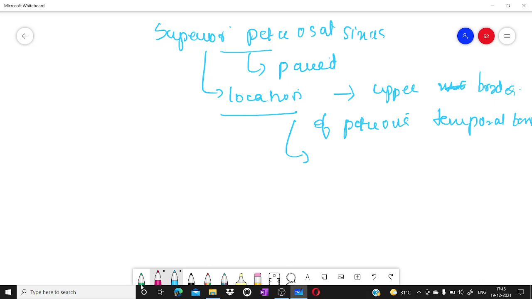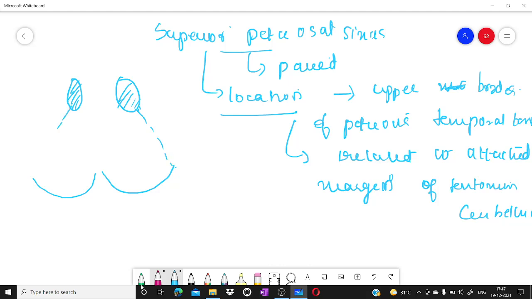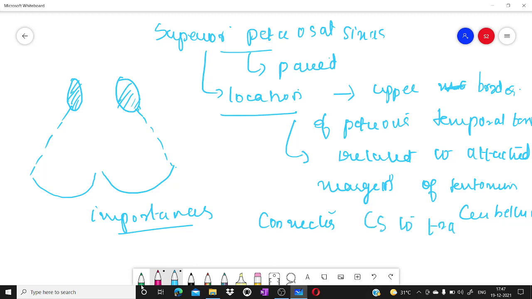It is also related to which dural fold? It is related to the attached margin of the tentorium cerebelli. What is the importance of this superior petrosal sinus? From the beginning of this video, we have learned that the cavernous sinus is connected to the transverse sinus by means of this superior petrosal sinus. So the importance is that it is connecting the cavernous sinus to the transverse sinus. That is, it is draining the cavernous sinus to the transverse sinus.